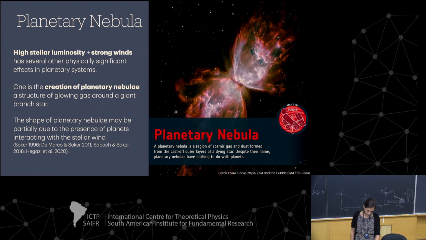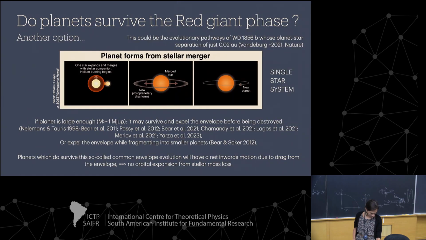Right, so this was also an extra thing. Remember the planetary nebula, when the star is evolving and ejecting the envelope? It was fun because I found this paper saying that the shape of the planetary nebula can also be due to the presence of planets that are interacting with the stellar wind ejected from the star. So that was just an extra thing I wanted to mention.